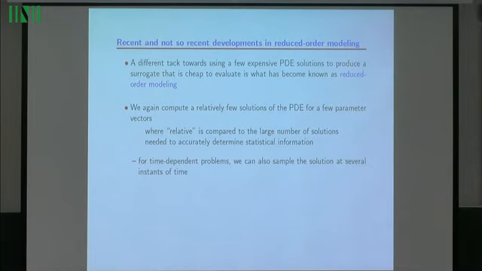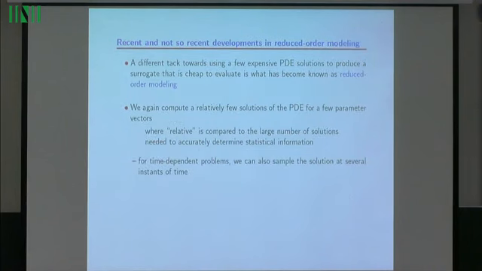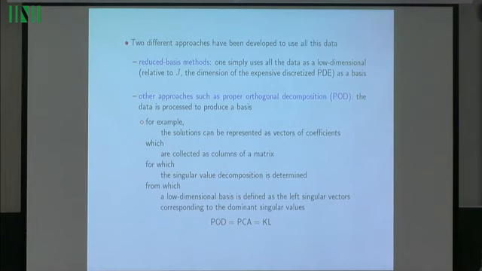So again, we're going to compute relatively few solutions of the big PDE code, the expensive one, where relative is compared to the large number of solutions that we need to get accurate statistics. For time-dependent problems, we also have the opportunity of sampling the solution at several instances of time, although I won't talk about that here. There are at least two different approaches that use this idea. They're all reduced order methods, but the reduced basis method is mostly used in our community, where you use all the data you've generated in these few solutions of the expensive PDE as a basis to solve many, many solutions very cheaply.